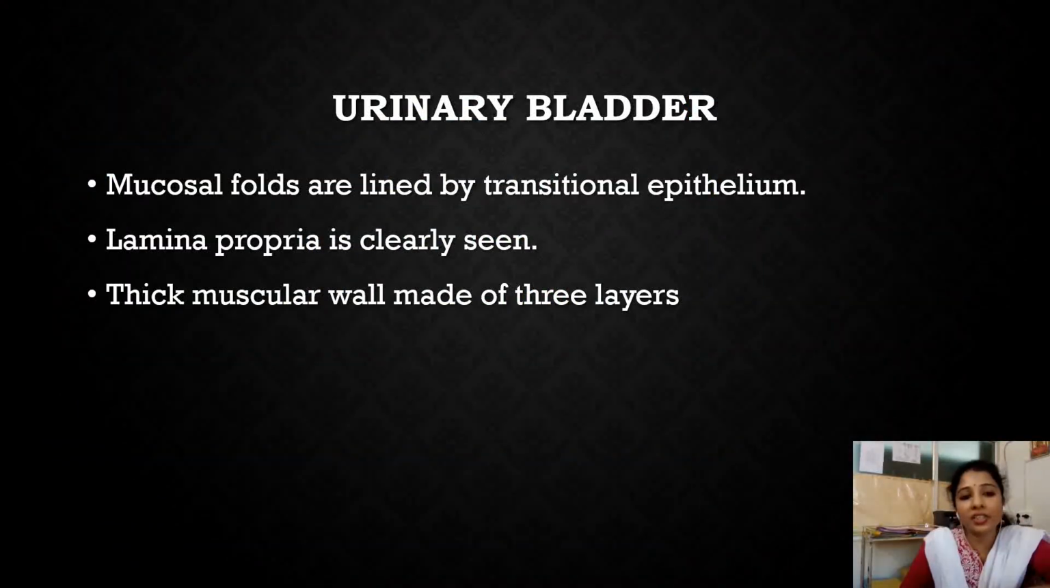So identification: mucosal folds are present, which are called rugae, and they are lined by transitional epithelium. The lamina propria is clearly seen, and a thick muscular wall is present, made up of longitudinal, circular and oblique muscles, and all these muscles together are called detrusor muscles.